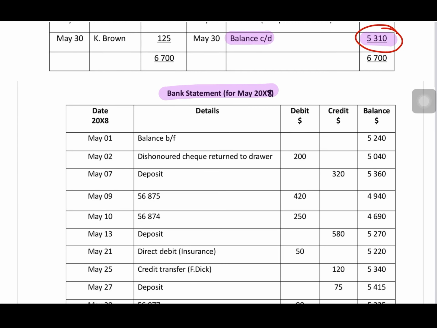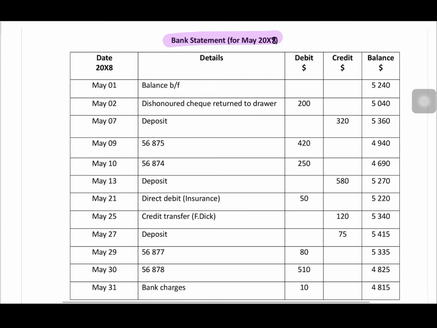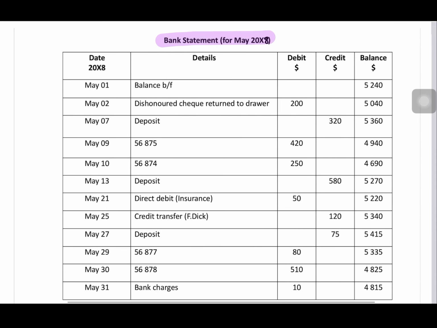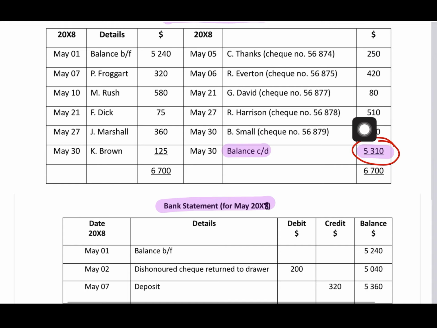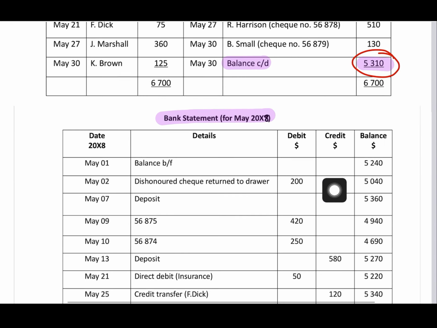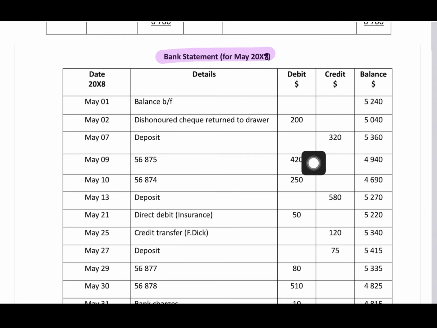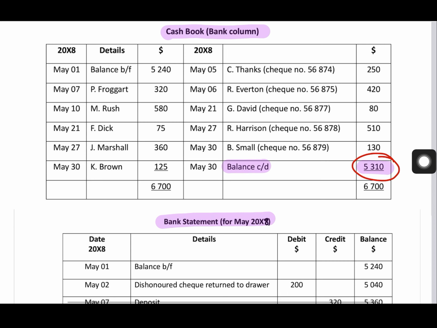And here we have the bank statement. As we have already discussed, there are three columns in a bank statement. There's a debit column, there's a credit, and the balance column, which shows the balance after every transaction. And we already know that what is debited in the cash book is recorded on the credit side of the bank statement and vice versa.